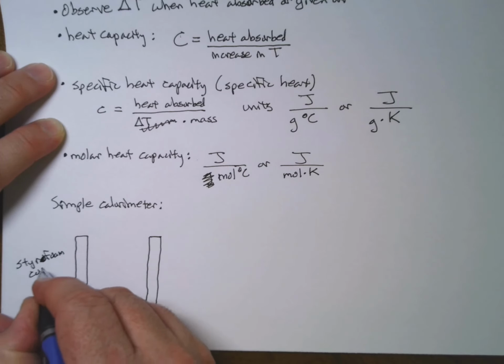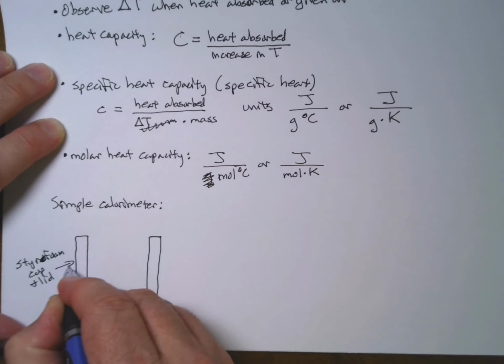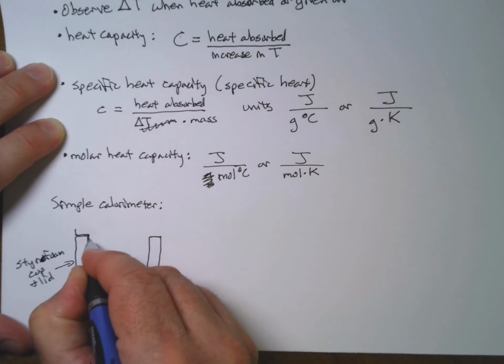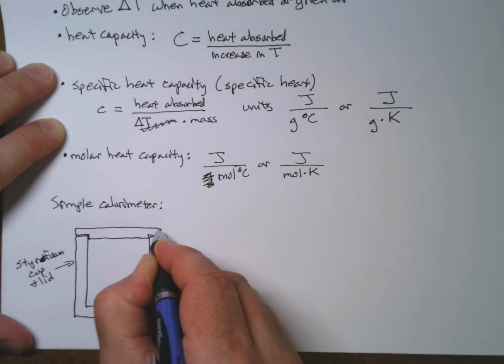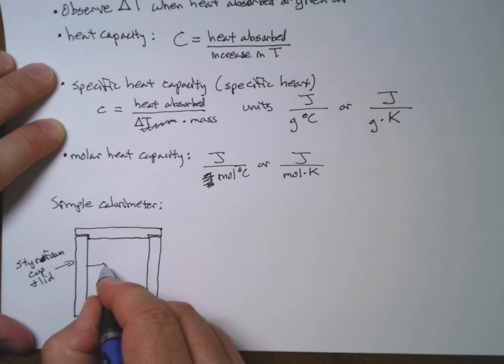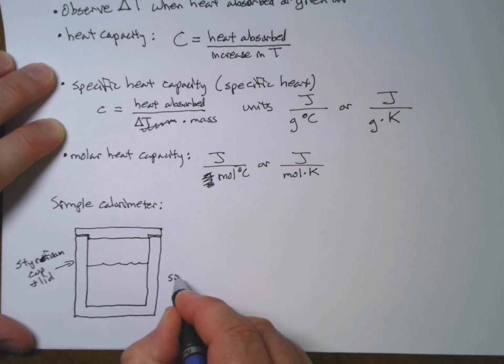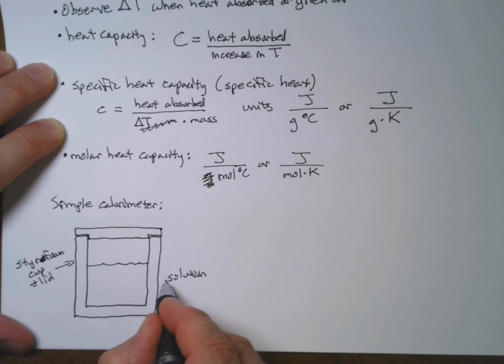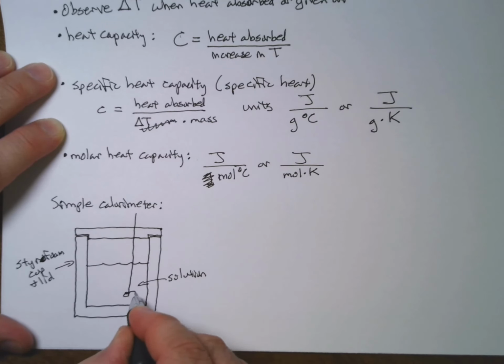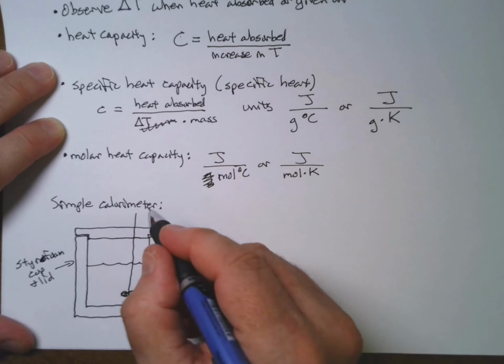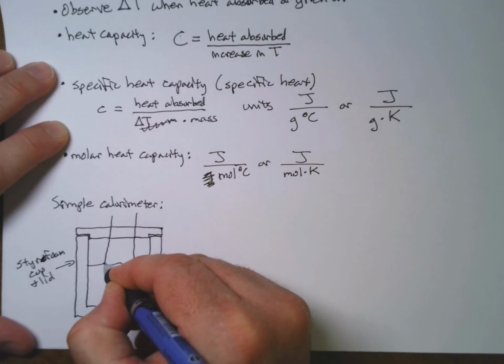Styrofoam cup and lid. And then in here we'll have some solution, and then we'll have some kind of little paddle stir here. Solution, here's our stir. And then we'll have also our thermometer.